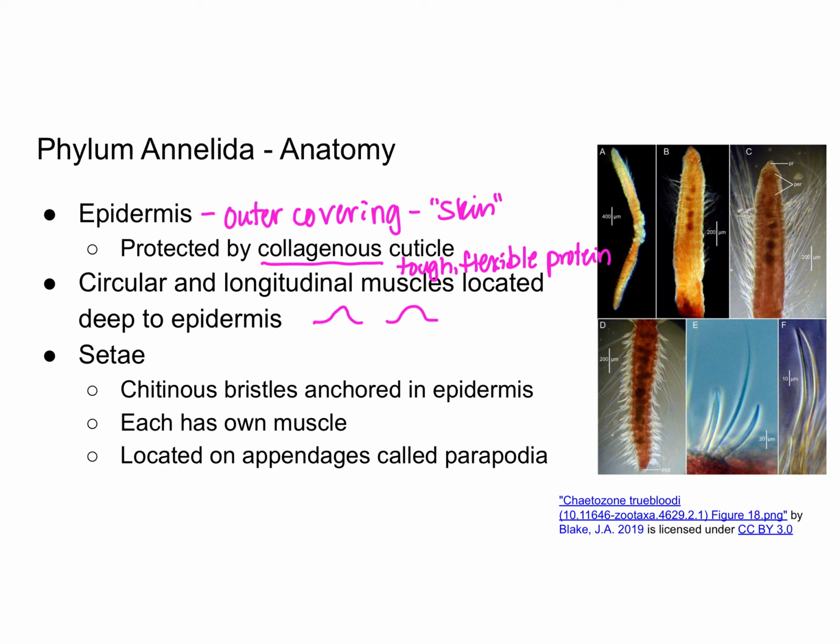They also have these setae, which are chitinous bristles anchored in the epidermis. And you can see those on these pictures here. These little extensions are the setae. Each has its own muscle and can move on its own. And they are located on these appendages called parapodia.